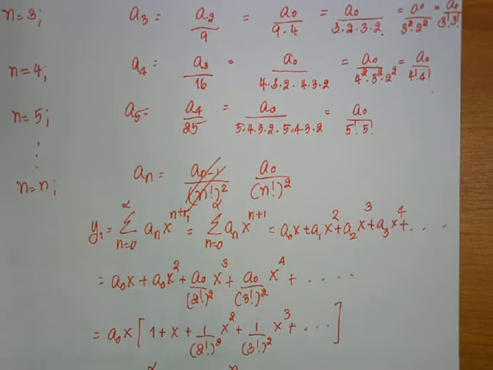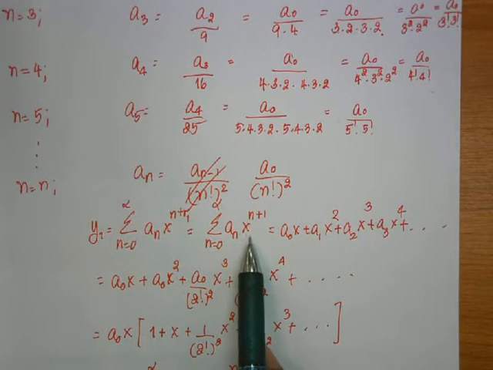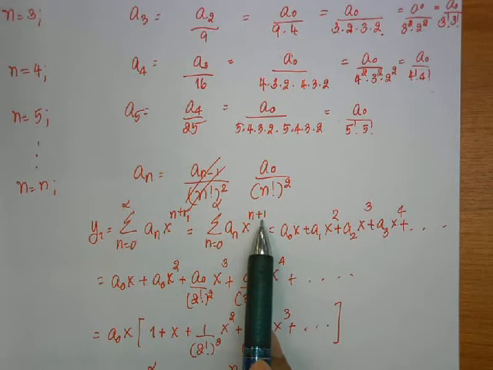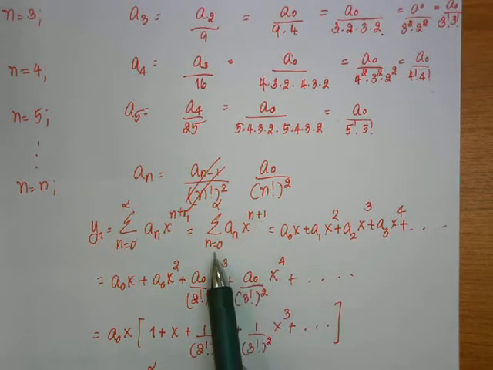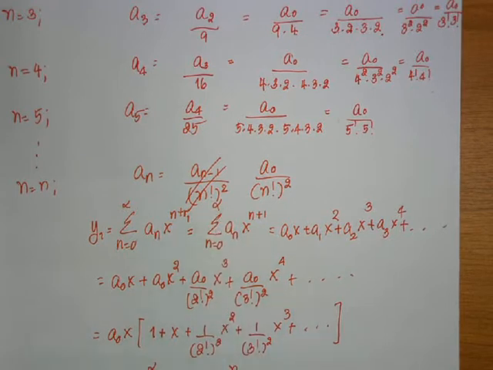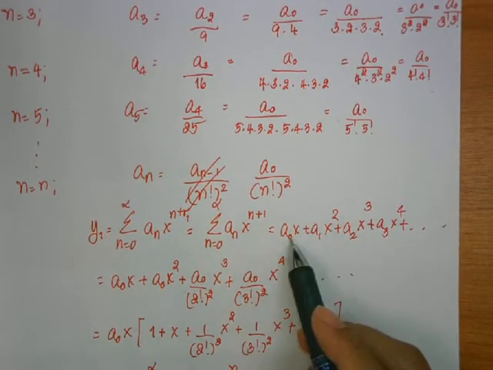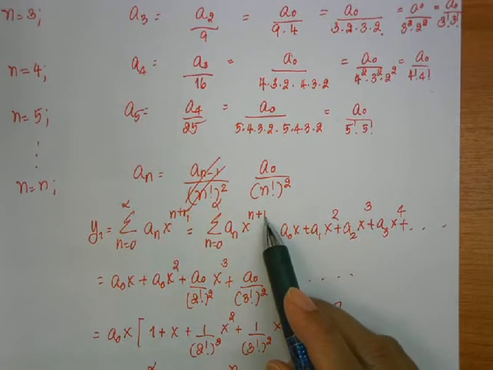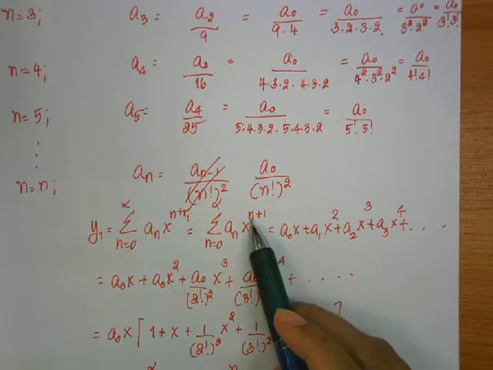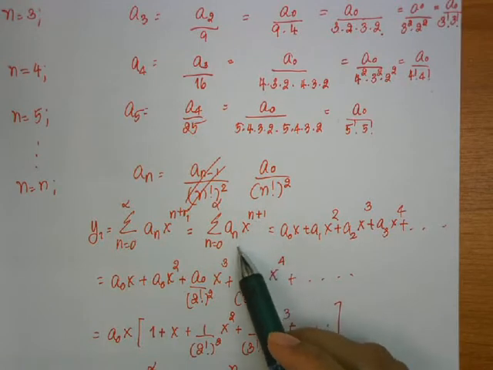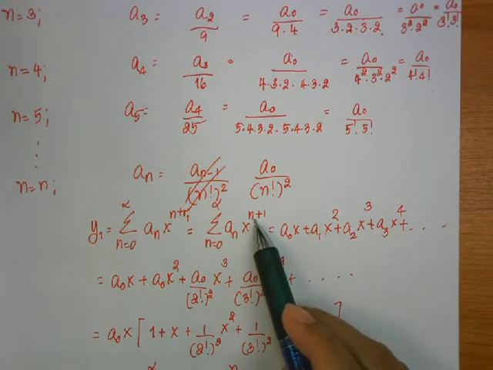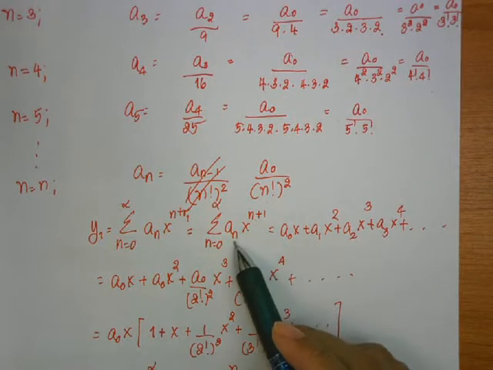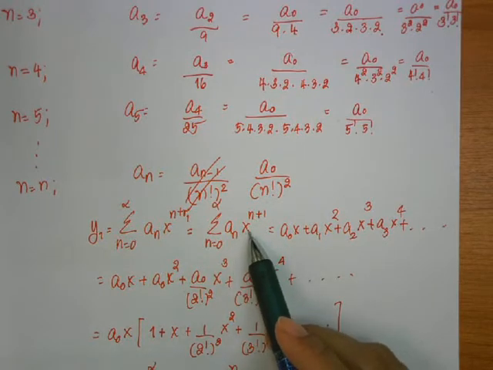Now, the first answer says summation a_n x to the power of n plus r. Now your r is equal to 1, so you just put the value of r there, with n starting from 0 to infinity. So if you put n equal to 0, you get a0 x to the power of 1. If n is equal to 0, you got x. If you put n equal to 1, you get x to the power of 2. If you put n equal to 3, you got x to the power of 4. And so on.